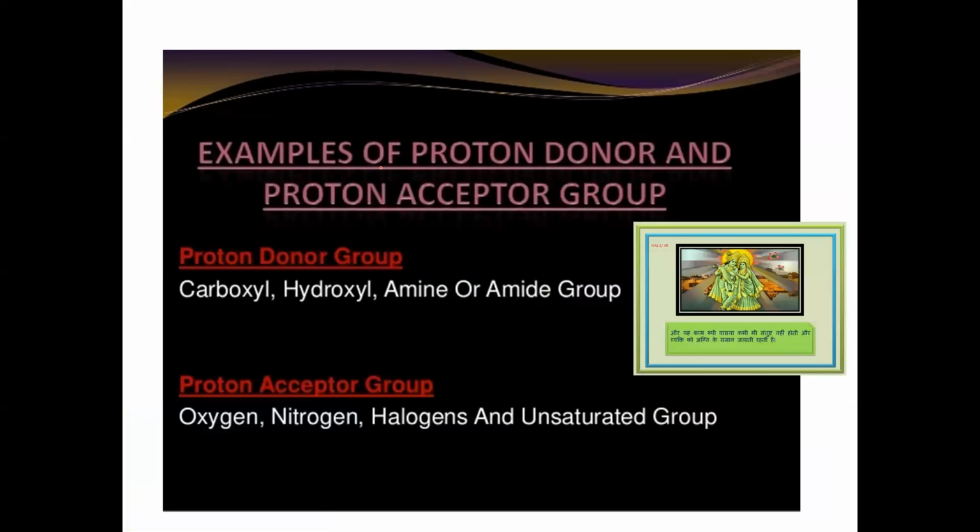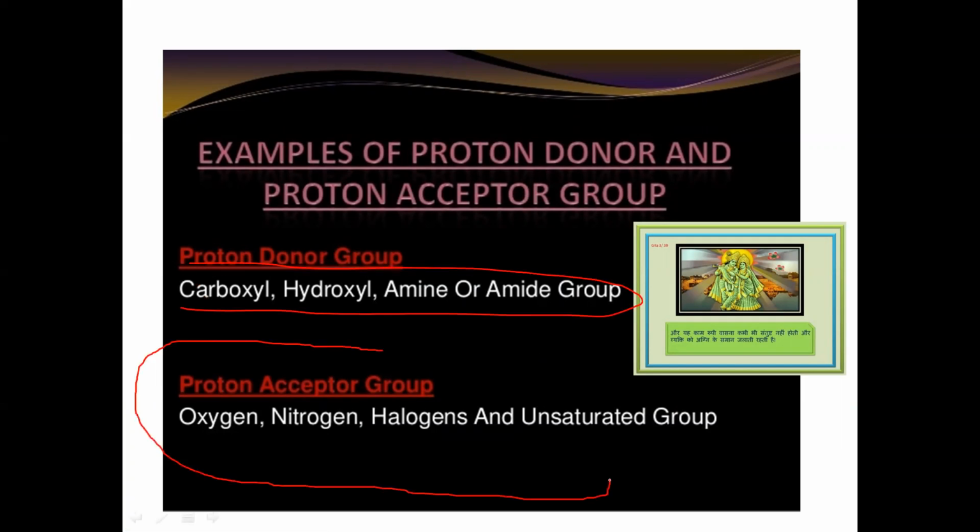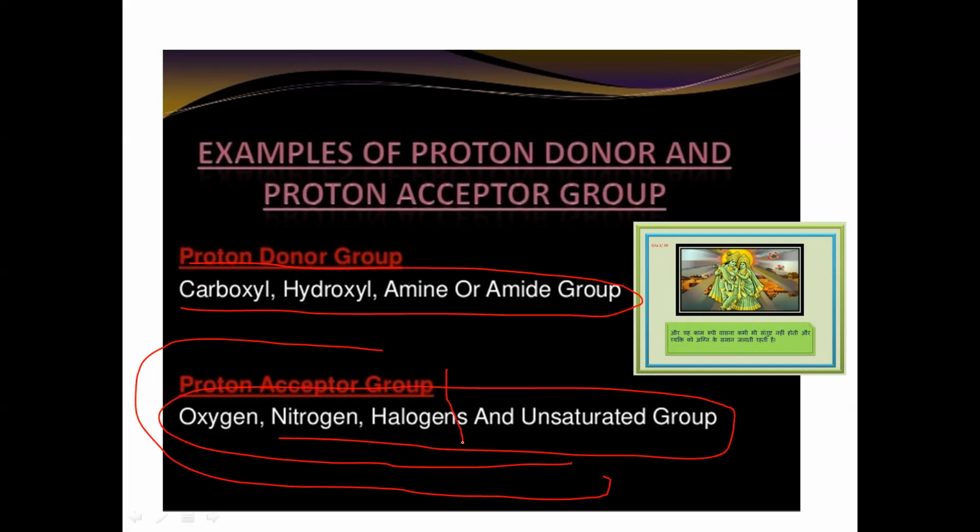Okay, so examples of proton donor and proton acceptor groups. The proton donor groups will be carbonyl, hydroxyl, amine, and amide. Proton acceptor means oxygen, nitrogen, halogen, and unsaturated groups. These atoms all have a p orbital, while the donor has the s orbital.